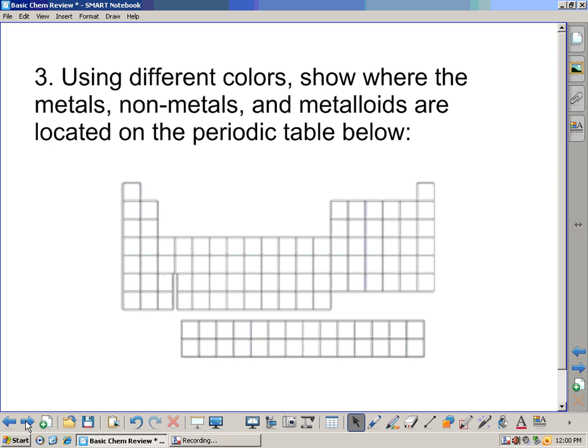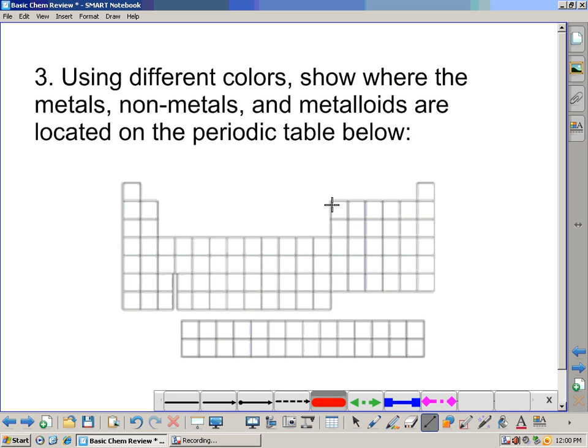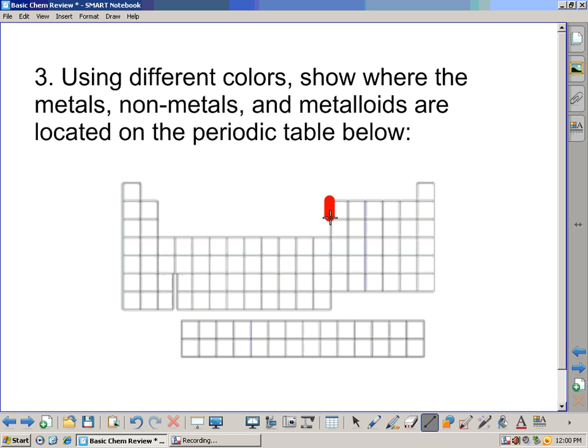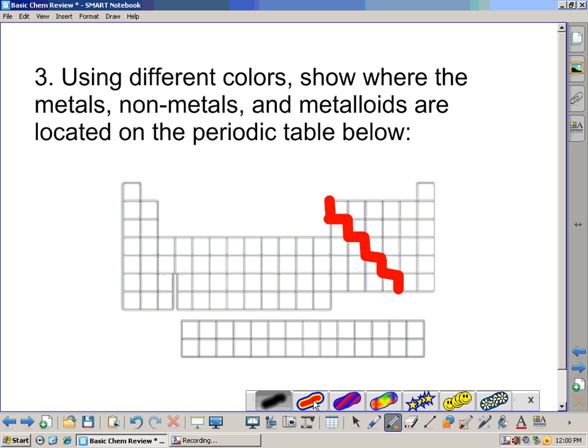Question 3, using different colors, show where the metals, nonmetals, and metalloids are located on the periodic table below. Well, in order to do this, you would need to find out where it divides. And so you want to find where the stairs would be. The stairs start with boron and then go down the periodic table, as you can see here. The elements that are actually touching the stairs are your metalloids.